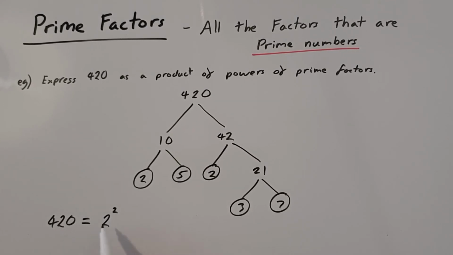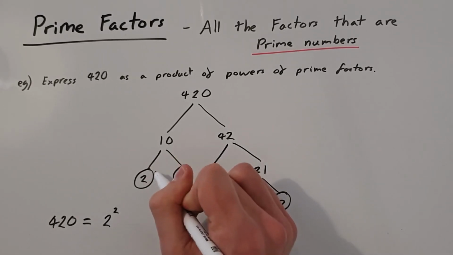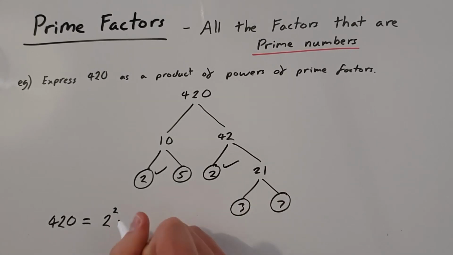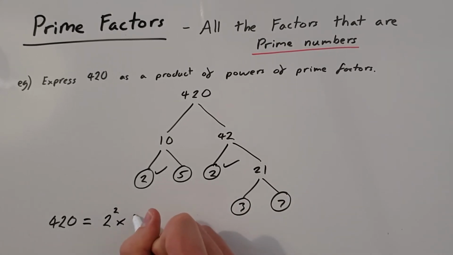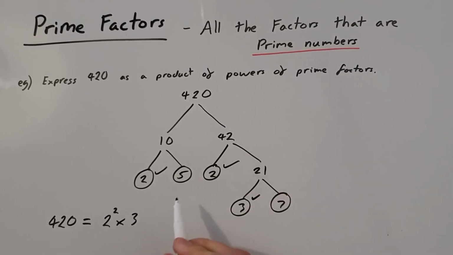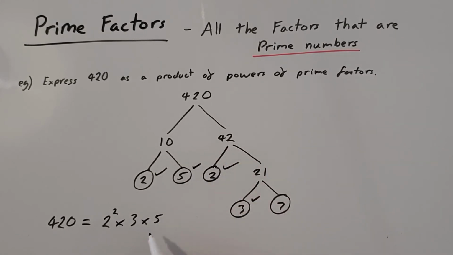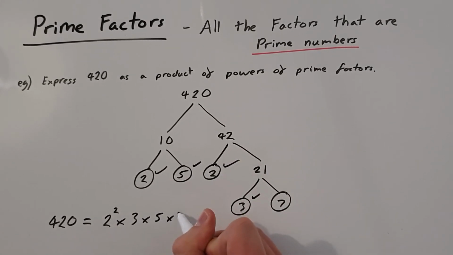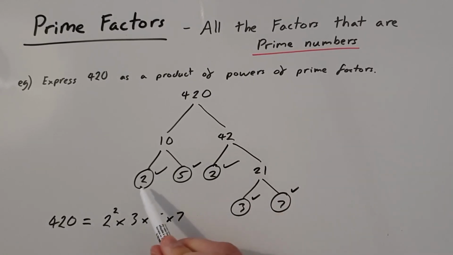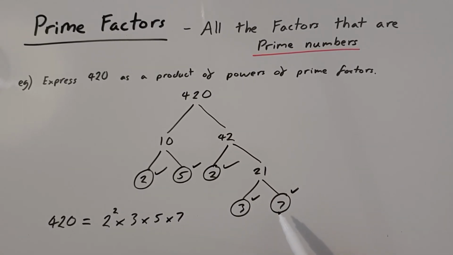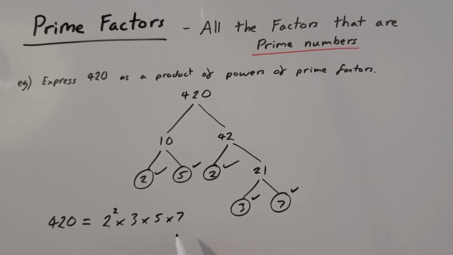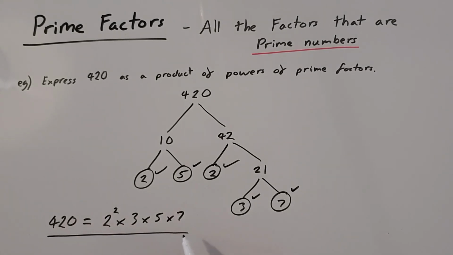So we can say 420 is 2 squared, so we've done that 2 and that 2, multiplied by 3, the next one, done that one, times by 5, we've now done that one as well, and lastly but not least, times 7, and we've now done that one. And now we've covered all of the prime factors that we found in our factor tree. This is now our complete answer. This is 420 expressed as a product of powers of its prime factors, and it's 420 equals 2 squared times 3 times 5 times 7. And that is the answer to that question.